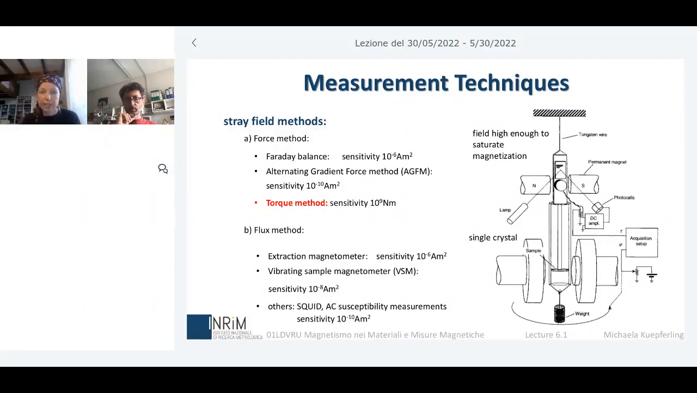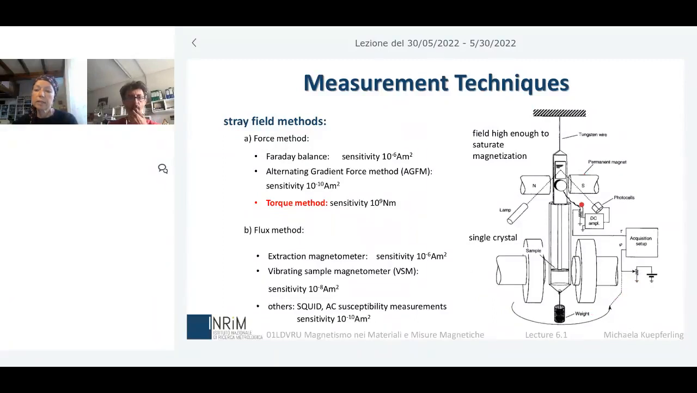Okay, now we are already at the last part of this lecture. We go back to the measurement techniques. I already showed you all these kinds of techniques the last time during the lecture. And what I mentioned very briefly was the torque method, but it's not a method, of course, which is used for soft magnetic materials. This is mainly used for studying the anisotropy in hard magnetic materials. And you can see here this setup.